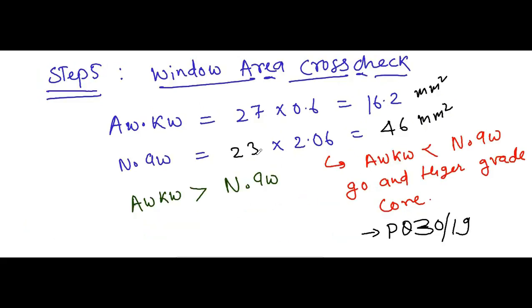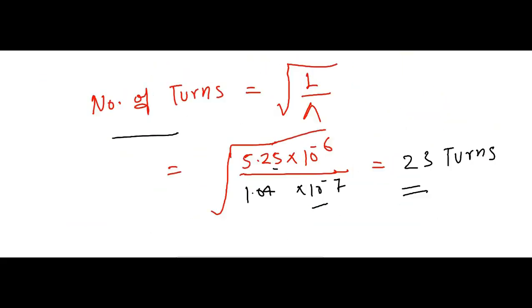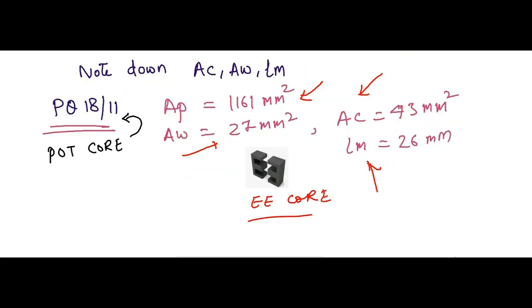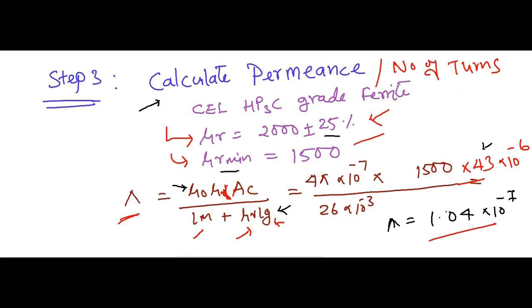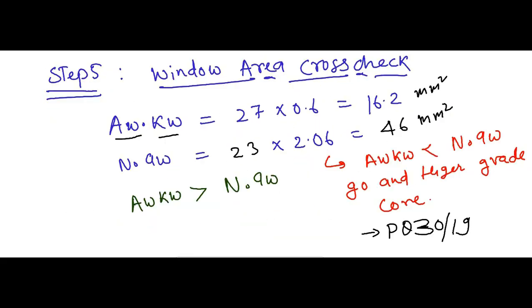In step number 5, I'm going to do the window area cross check. In order to do the window area cross check, you have to apply AW into KW. So AW is the window area, KW is the window utilization factor. So what is the AW for my selected core? AW for my selected core is 27 mm square. So I'll write it here, 27 mm square into 0.6 is the window factor. If you multiply, it is coming 16.2 mm square.